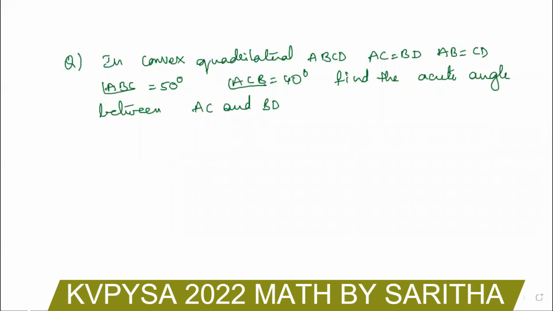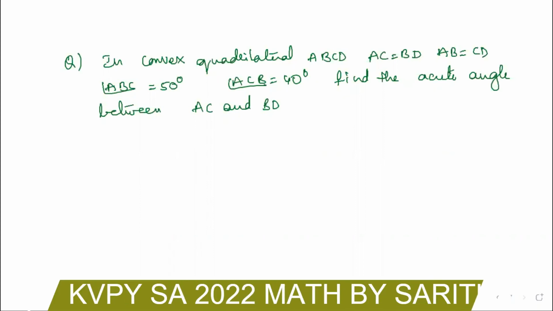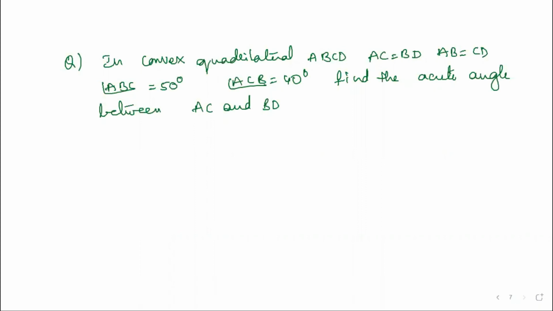Let's see the next question. In convex quadrilateral ABCD, AC is equal to BD, AB is equal to CD. Angle ABC is 50, angle ACB is 40. Find the acute angle between AC and BD.